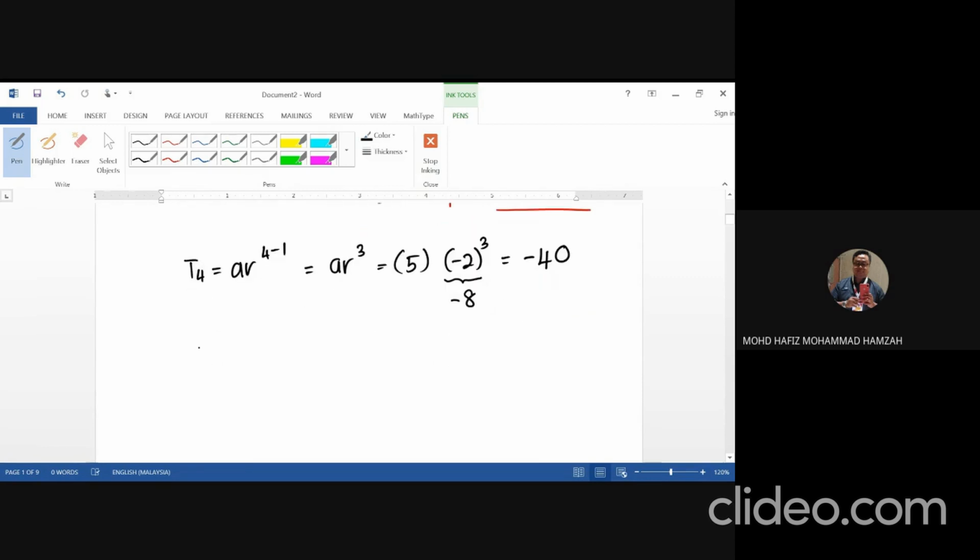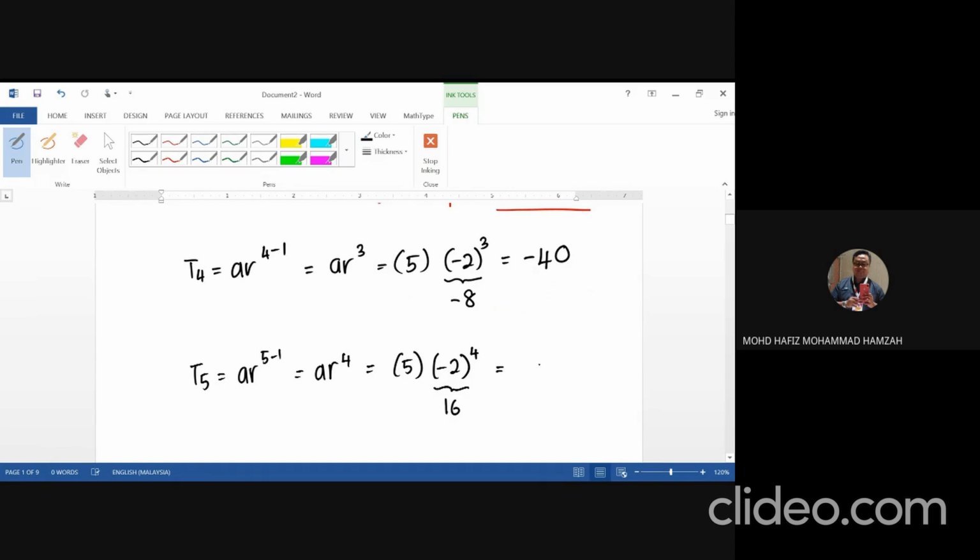Okay, so continue with the fifth term, AR to the power of 5 minus 1, which is equal to AR to the power of 4. So 5 and then negative 2 to the power of 4. So here you will get 16.